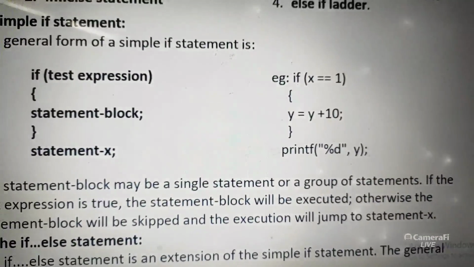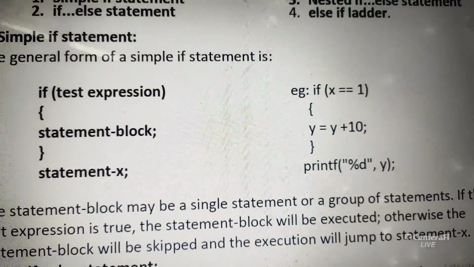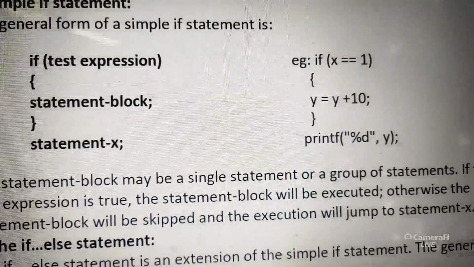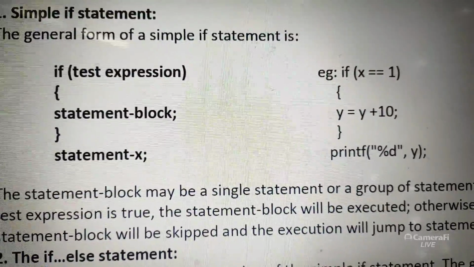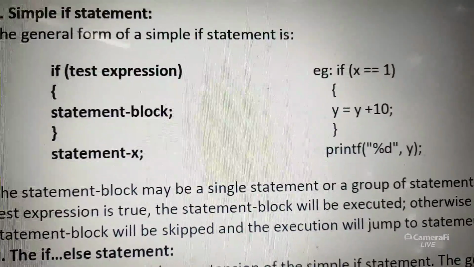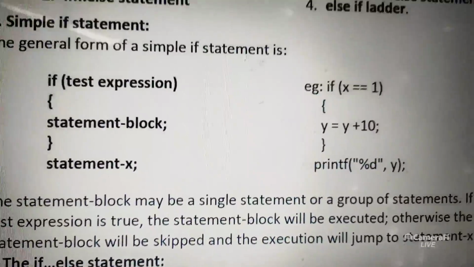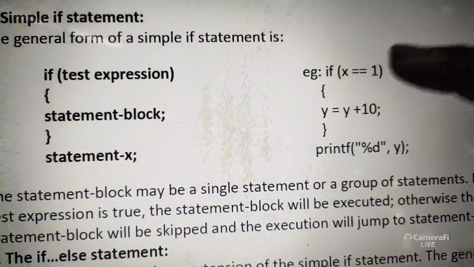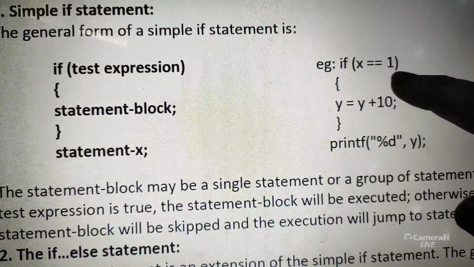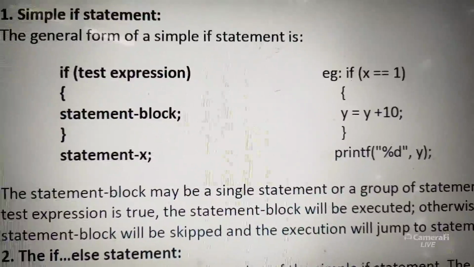If x equal to 1, if the x value is 1, then the y value should be incremented to the previous y value plus 10. The y value should be increased by 10. If x is 1 and y is, for example, 1, we get y equal to y plus 10. Already x is 1, y is 1, y equal to 1 plus 10, for example we get 11. This is possible only when the x value is 1. If the x value is 2, then this statement will not be executed.